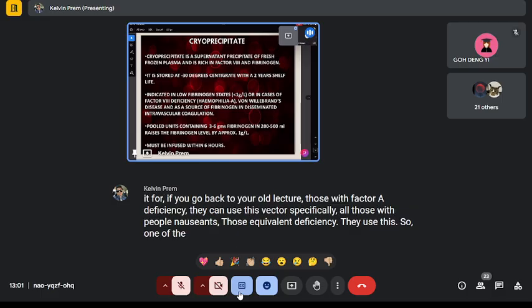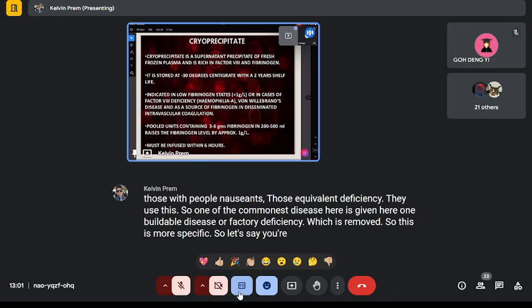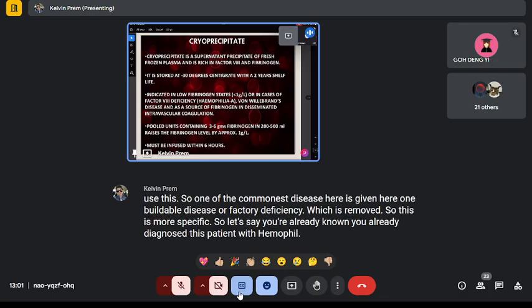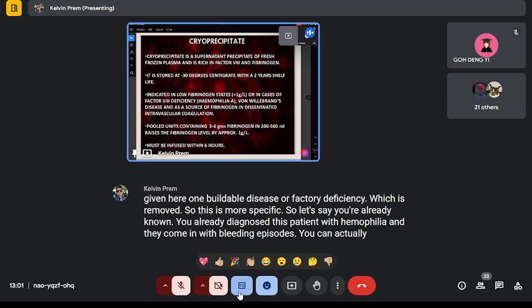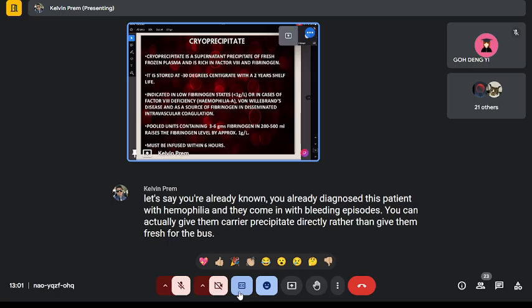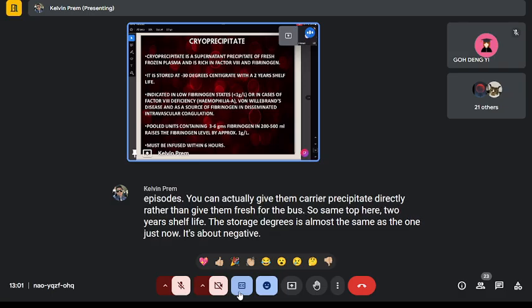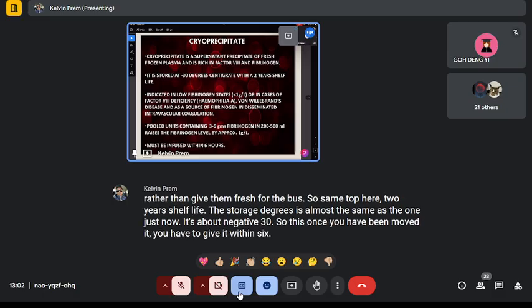One of the commonest diseases here is von Willebrand's disease or factor 8 deficiency, which is hemophilia A. So this is more specific. Let's say you've already diagnosed this patient with hemophilia A, and they come in with bleeding episodes. You can give them cryoprecipitate directly rather than giving them fresh frozen plasma. Same 2-year shelf life. The storage temperature is almost the same as before, about -30. Once you have removed it, you have to give it within 6 hours.